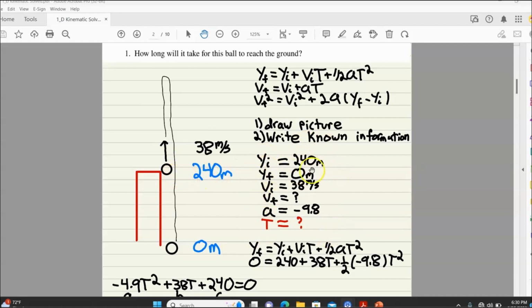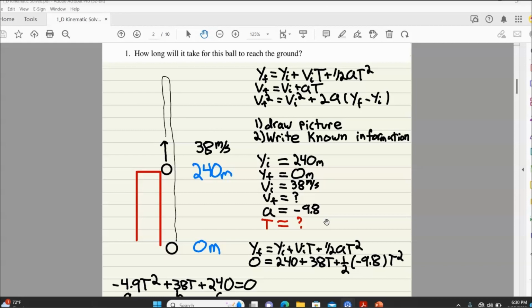Y initial is 240 meters. It starts out 240 meters above the ground. Y final is at the ground. That's 0 meters. The initial velocity is 38 meters per second. The final velocity, the velocity right before it hits the ground, is unknown, so I wrote a question mark there. The acceleration in the y direction is always negative 9.8 meters per second squared.